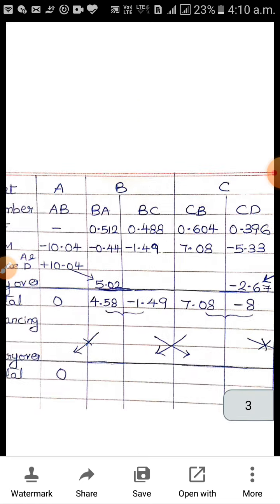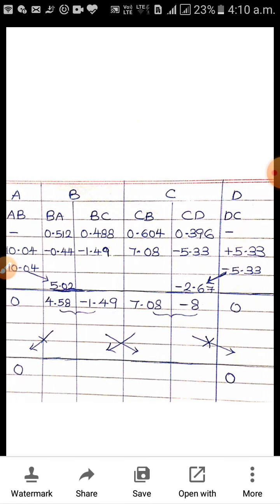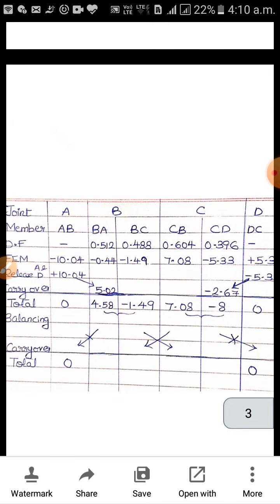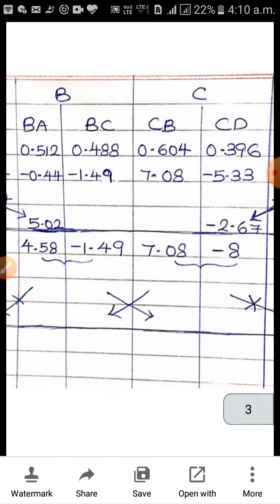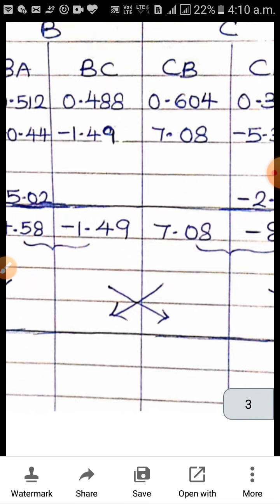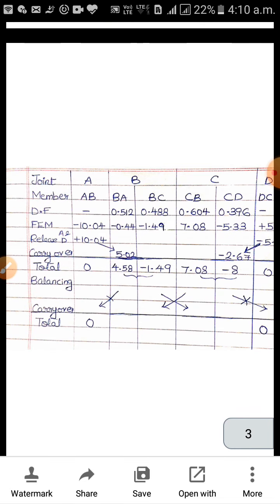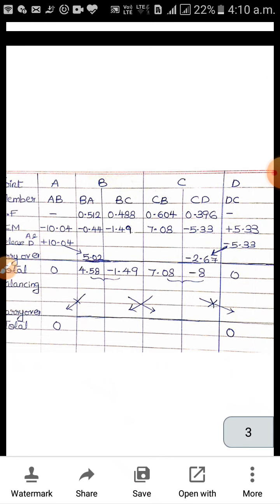Remember, similarly, you should not carry over from CD to DC. Why? Again the same reason. With all these efforts we have made DC as 0. Then why carry over? No carry over. The only carry over is from BC to CB and CB to BC. See this one. Only this is the carry over. So again if you total, AB will remain as 0 and DC also will remain as 0. Only these values are going to change. You have to keep on doing this iteration, with no carry over for BA to AB, CD to DC.